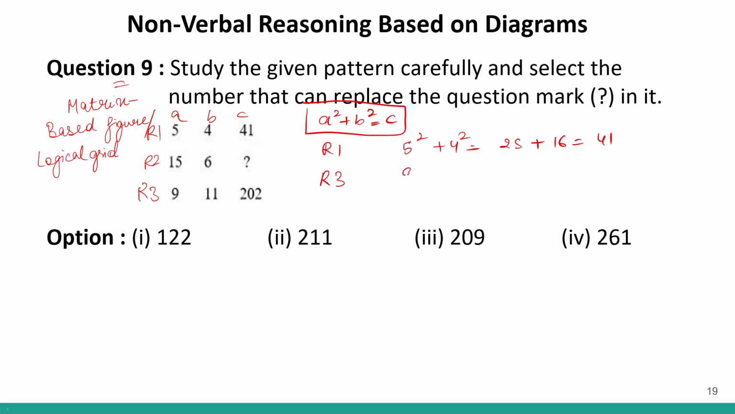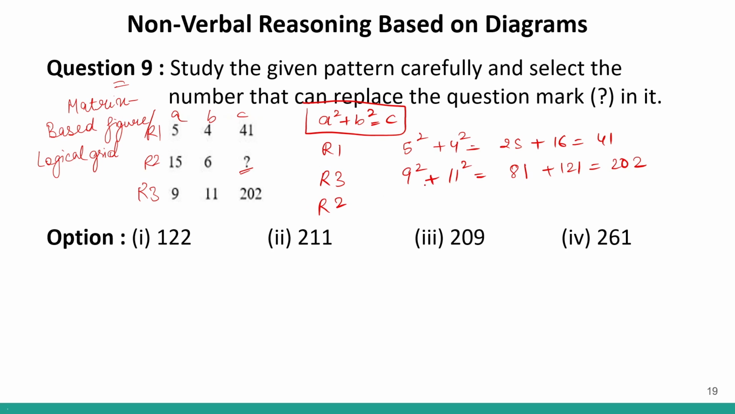So in row 3, 9 square plus 11 square will give me how much? This will be 81 and this will be 121. So this will be 202. So this logic is correct for row 3 as well. So now we'll find the missing element in row 2 using the same logic.